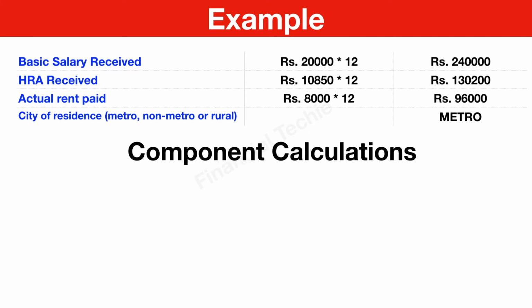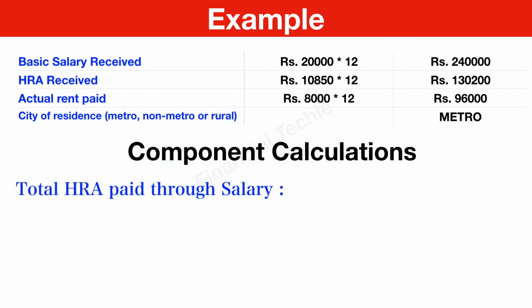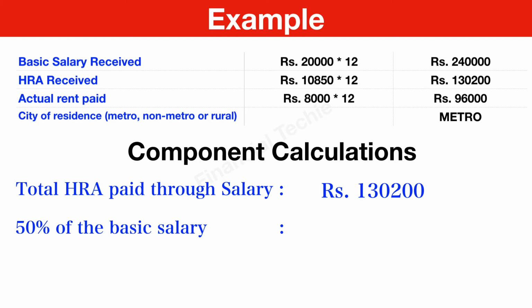Let's get into the component calculation. The first component is the total house rent allowance paid by the employer to Mr. Ravi, which comes around 1,30,200 rupees that we can see in the above table. Now we need to calculate the second component, which is 50% of Mr. Ravi's base salary. To calculate 50% of his base salary, we have to take the total salary and divide that by 2. Then we will get around 1,20,000 as 50% of his base salary. So far we have calculated two components. Out of these, the lowest amount is 50% of his base salary, which comes around 1,20,000.